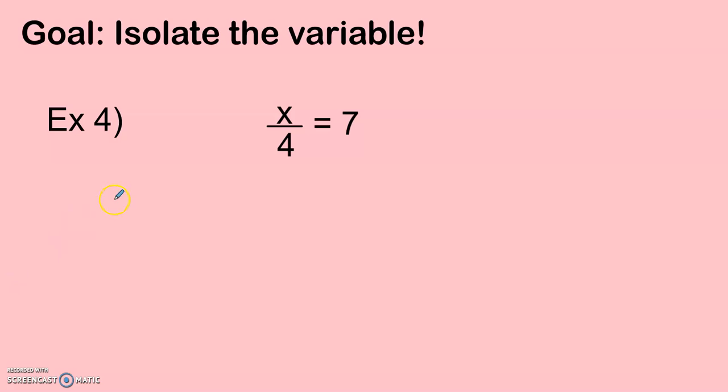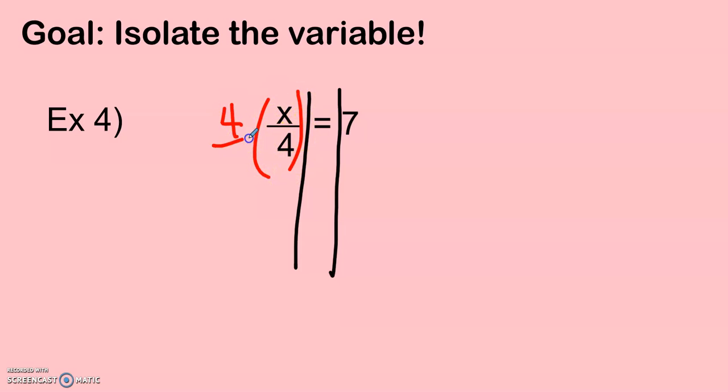Final example. Example 4, this is x divided by 4 equals 7. So going back to those inverse operations, the opposite of division is multiplication. So I'm going to multiply both sides by the reciprocal. So what I'll have, if the reciprocal of divided by 4 is 4 over 1, I need to multiply both sides by 4 over 1.